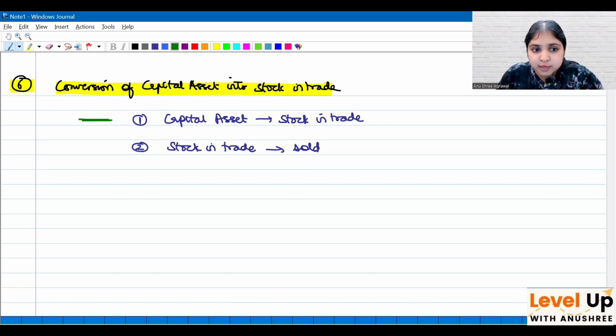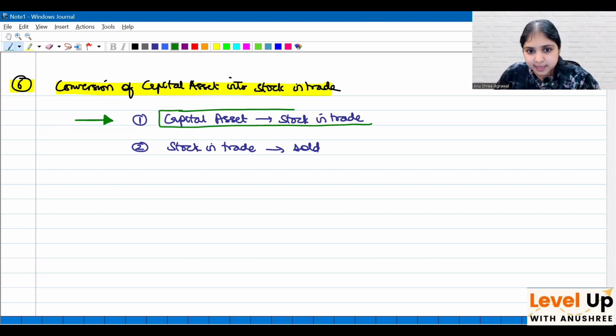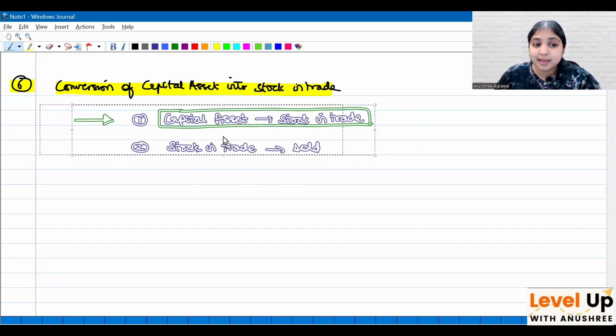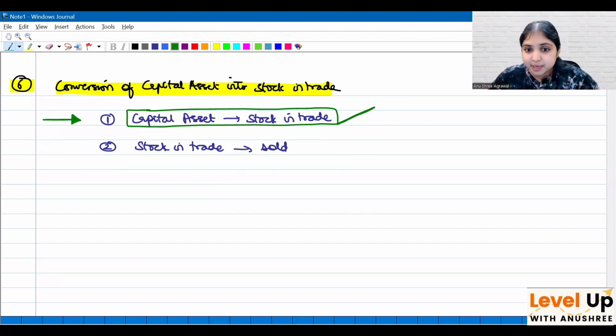My whole focus is only on the first point over here. In reality, only one thing has happened here: whatever capital asset I have, this capital asset got converted into stock in trade. In reality, only one transaction has happened over here. I am focusing only on this first one. But the same thing, I will ask you to imagine that two things happened here.